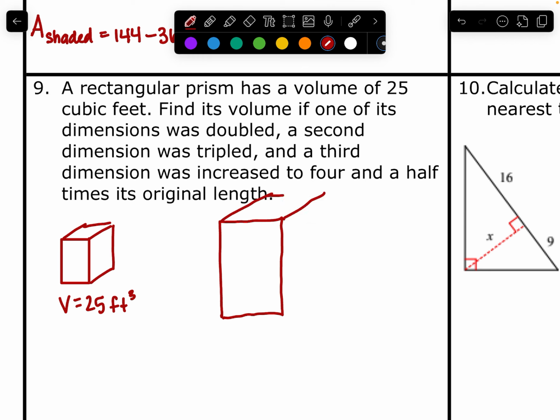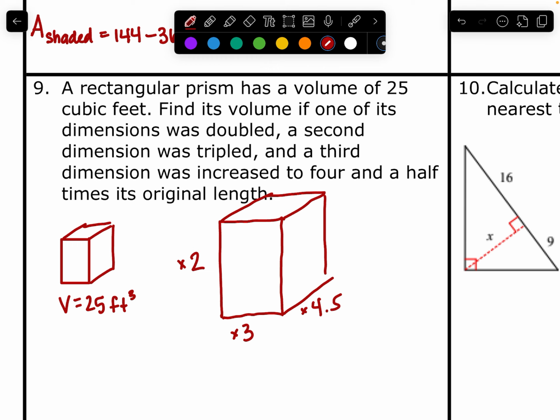Okay, this isn't my best work, but it's fine. All right, so one of its dimensions is doubled, so this one is multiplied by 2. The second one is tripled. This one, let's say, is multiplied by 3, and then this one is multiplied by 4.5. So all the dimensions are increased by that much.